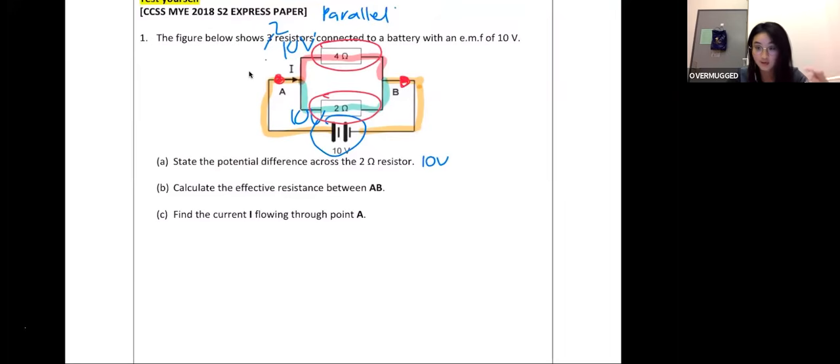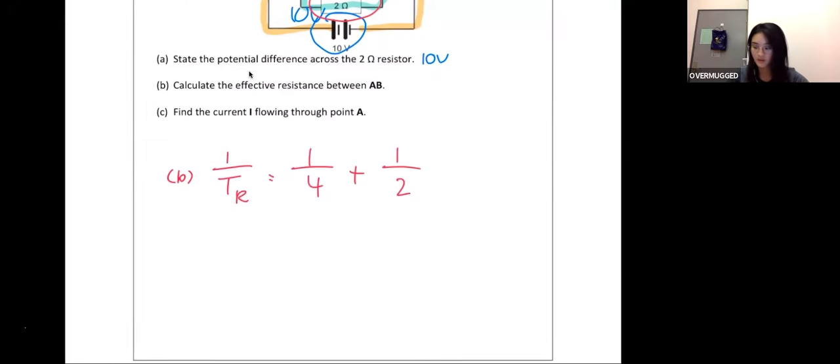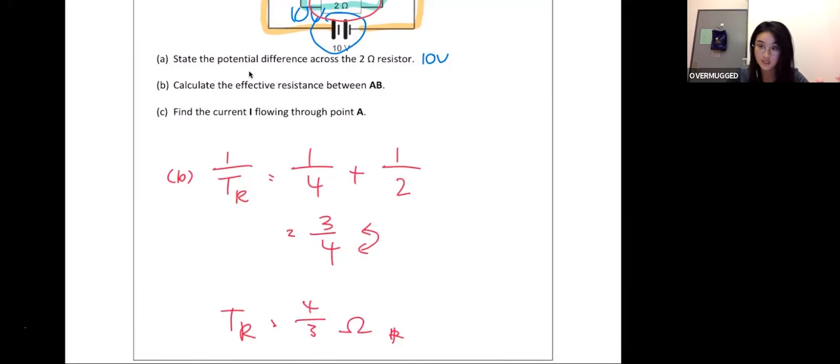What is the formula for resistance for parallel circuits? For part B, 1 over total resistance equals 1 over the resistance of branch 1, which is 4, plus 1 over the resistance of branch 2, which is 2 ohms. That is going to give you 3 over 4. But remember, this is 1 over total resistance. So my total resistance is going to be the flipped version, which is 4 over 3 ohms. So the answer is 4 over 3 ohms. You can leave it as 4 over 3 or as 1.33 to 3 significant figures.